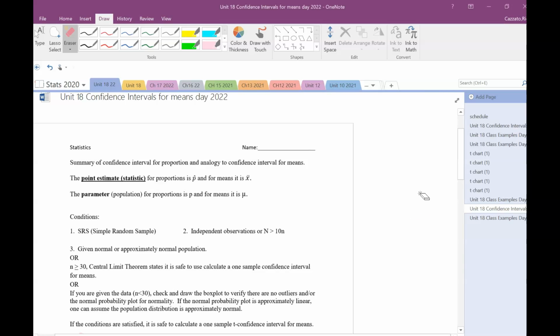Hello statistics students, today we're going to start chapter 18 about t-intervals, and we're going to switch gears from proportions to means. We actually started this last week with the penny experiment.